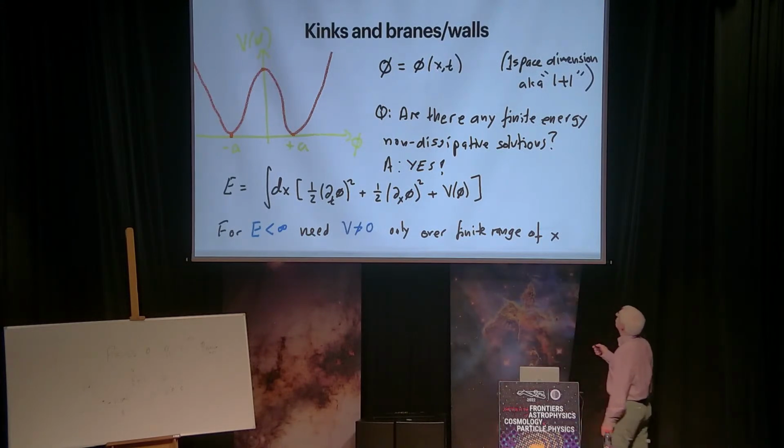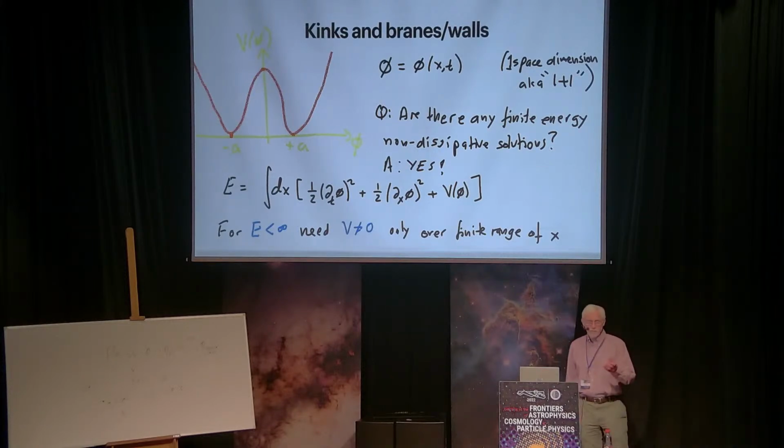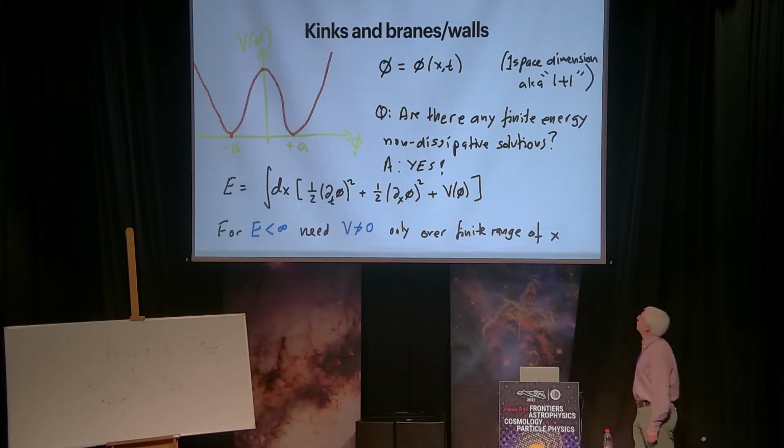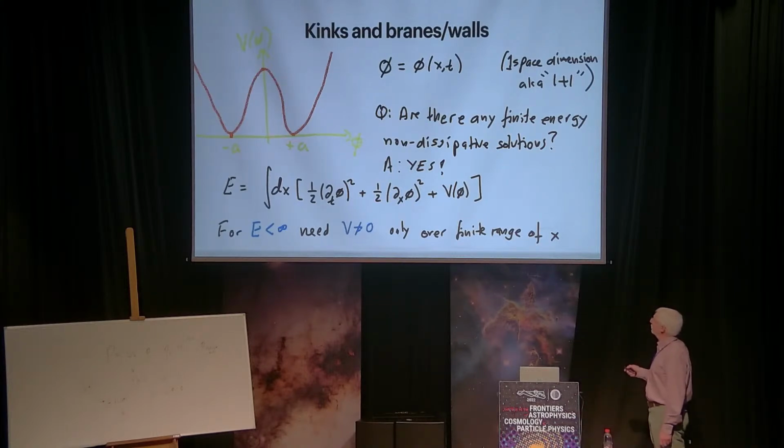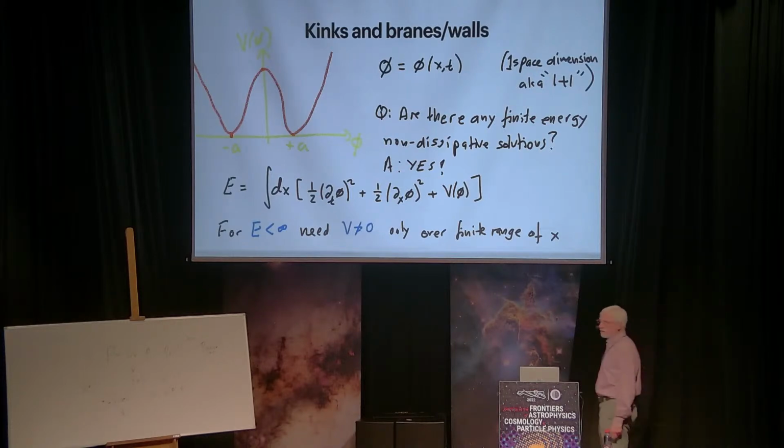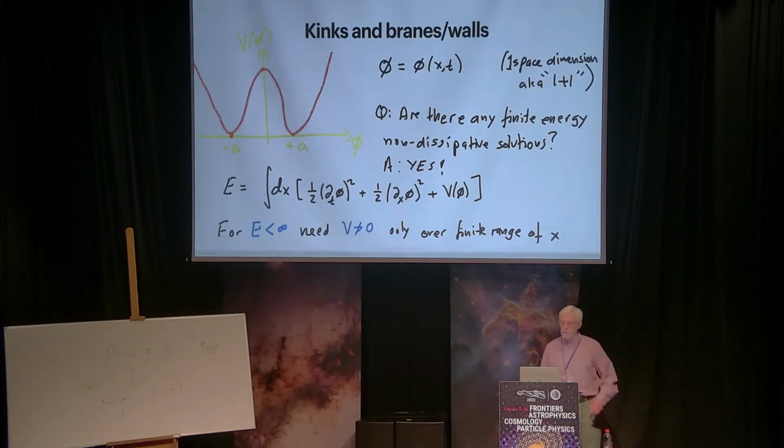So fields depend only on x and time. And let me take phi to be a scalar field that we saw yesterday, and let me take a potential which is something like this that we saw yesterday. It can be an arbitrary function, but with, say, 2 degenerate minima like this. And this lambda phi to the 4 plus mu square phi square would do. And the question is, can we find finite energy non-dissipative solutions?